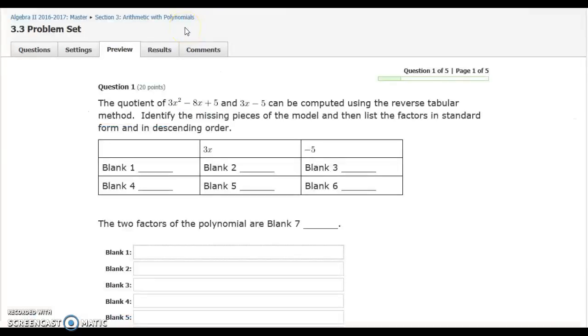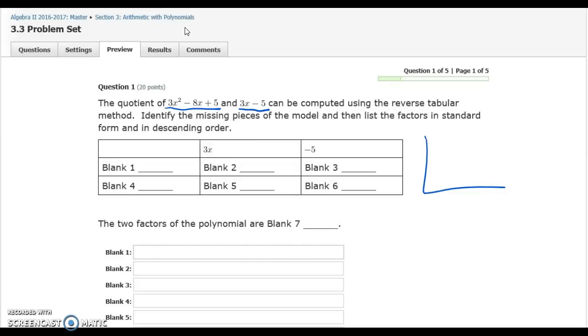So the question reads, the quotient of 3x squared minus 8x plus 5 and 3x minus 5 can be computed using the reverse tabular method. Identify the missing pieces of the model and then list the factors in standard form and in descending order. So the quotient means the answer to some division problem. The quotient of 3x squared minus 8x plus 5 and 3x minus 5 is like saying, if I take 3x squared minus 8x plus 5 and divide it by 3x minus 5, it gives me some division answer. Because we're using the reverse tabular method, we can already identify things that we know.